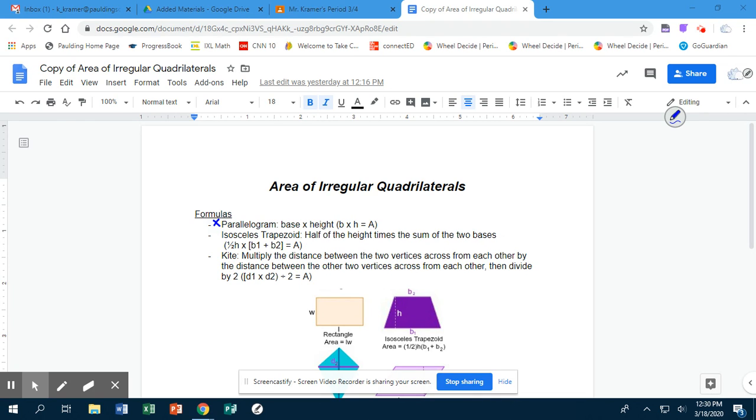Isosceles trapezoid is a little bit more confusing. It is half of the height times base 1 plus base 2. And we will talk about how to plug all that in just a second. Same with a kite, it's a little more confusing. It is the distance between the first two vertices times the distance between the other two vertices divided by 2. And again, I'll go over some examples right now to show you what I'm talking about.